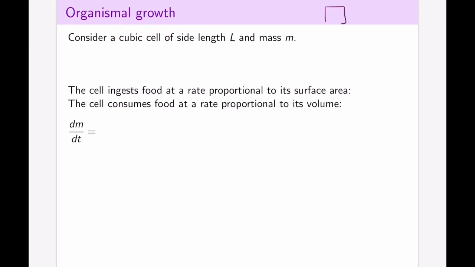So altogether, just so we all have the same picture in our heads, we're thinking about a cube of side length L. Now, I am interested in the mass of the cell, and in fact, what I would really like to know is how the mass changes as the side length changes and the entire cell grows. So first, I would like some kind of relationship between the mass and the size of the cell.